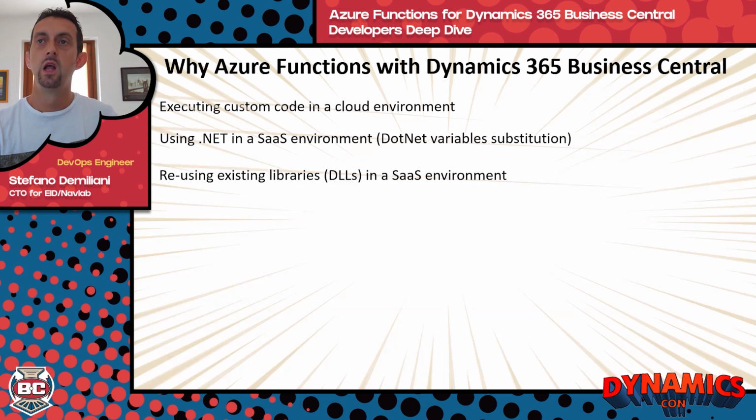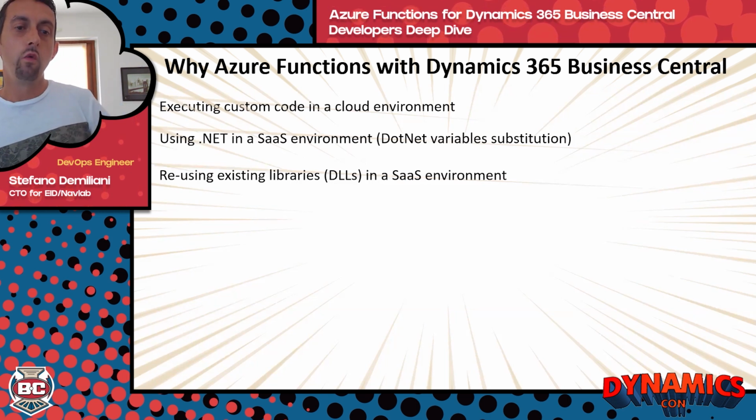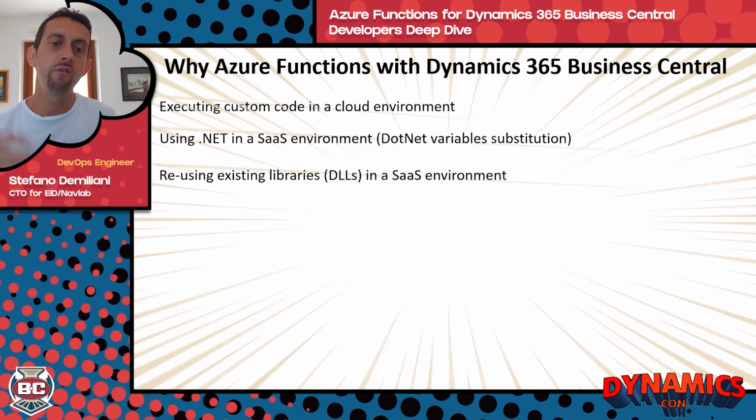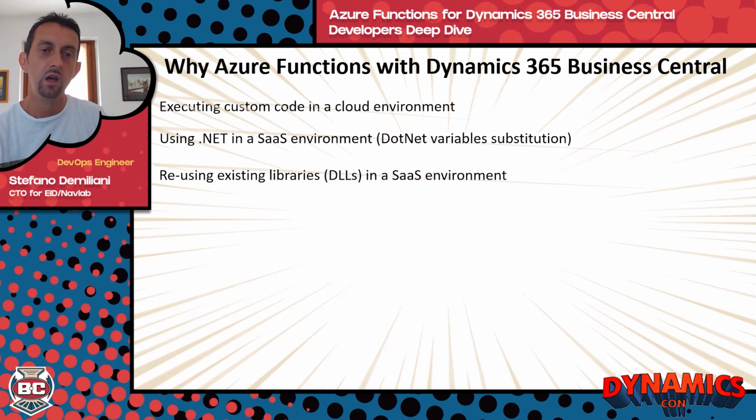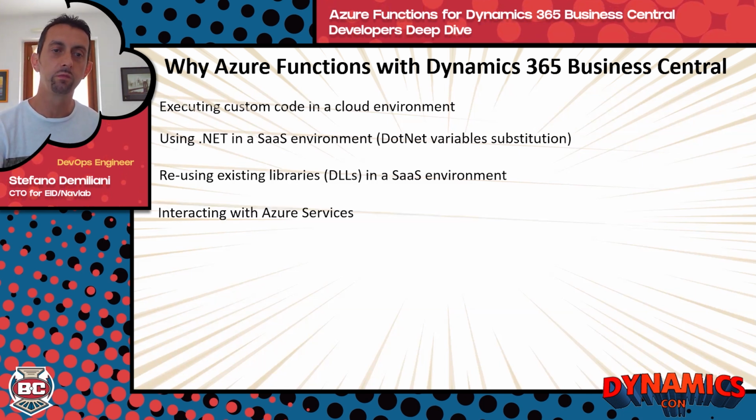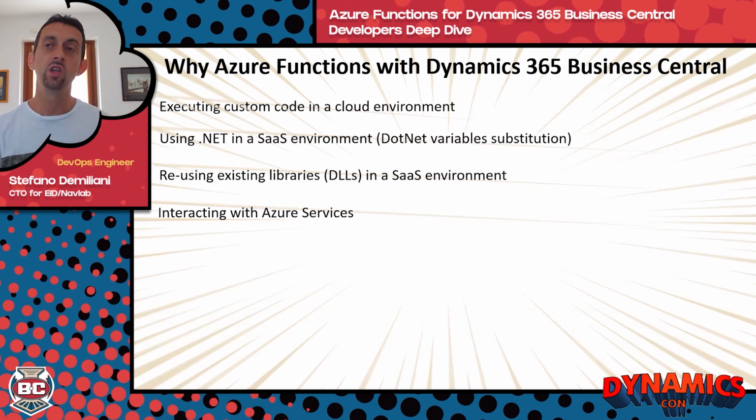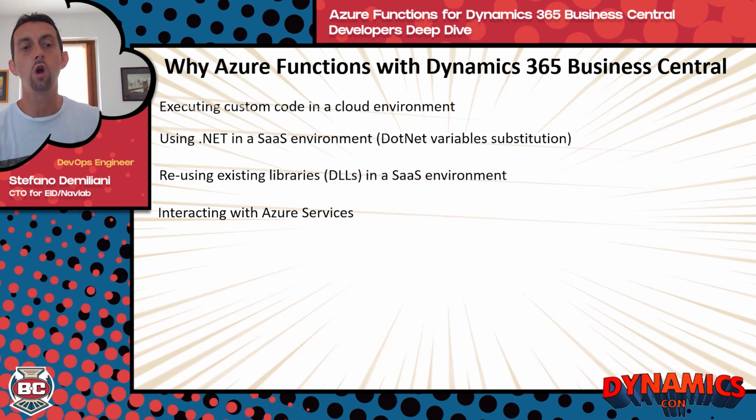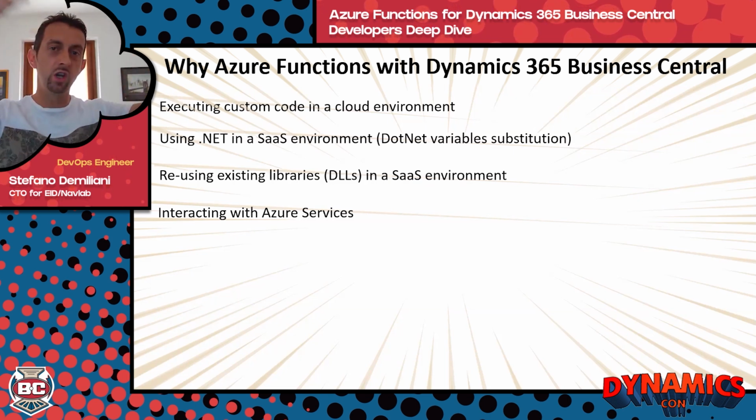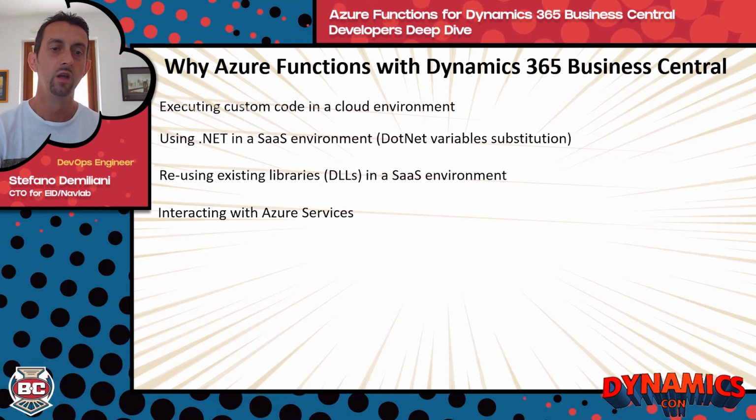Azure Functions. Azure Functions are useful with Business Central if you want to reuse existing libraries. If you have, for example, existing libraries like DLLs that you are using on-premise, and you want to reuse them in a SaaS environment, you cannot install them in the SaaS environment, but you need to embed them inside an Azure Function. Azure Functions are also useful if you need to interact with Azure services, the whole Azure ecosystem. And in a cloud environment, this is extremely important. You should not do everything with Business Central, but you should start seeing Business Central as a part of a big ecosystem in the cloud.